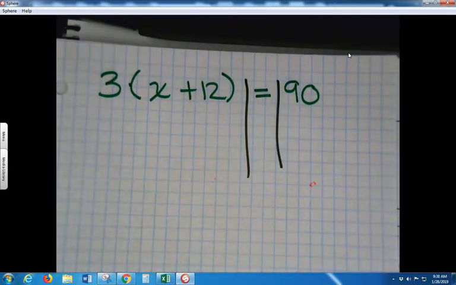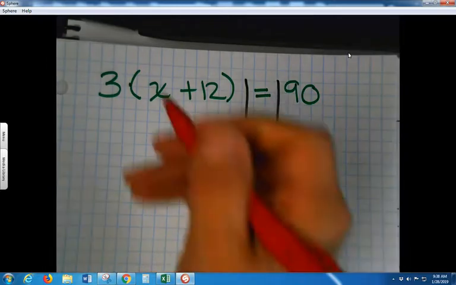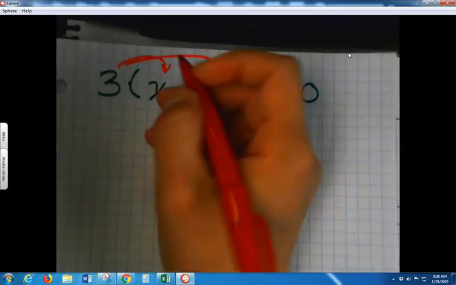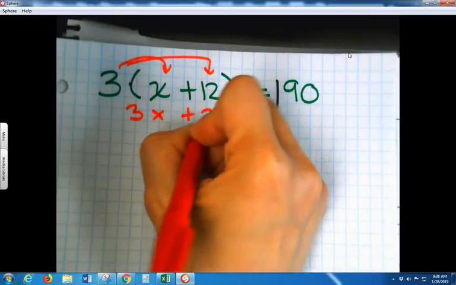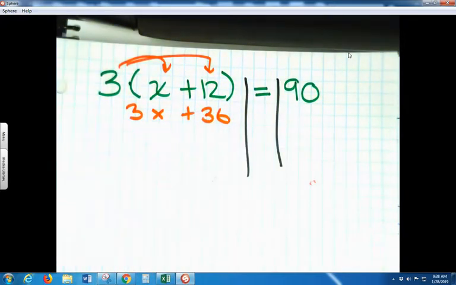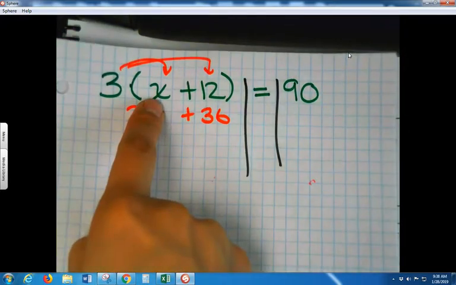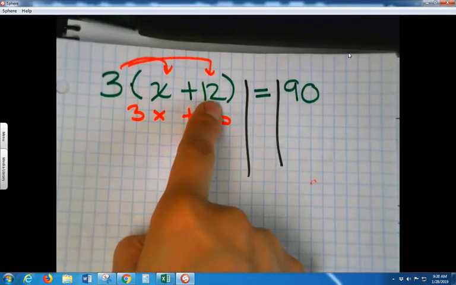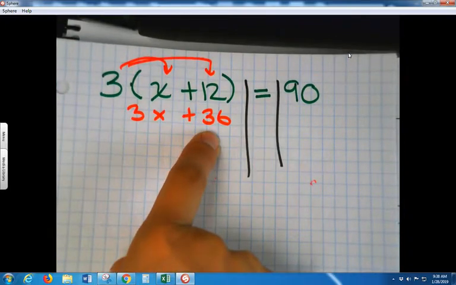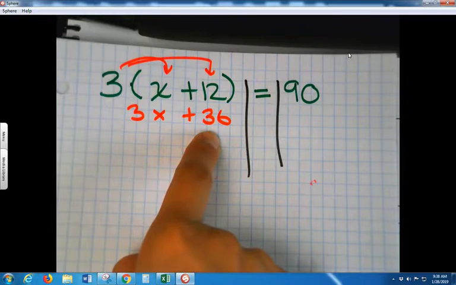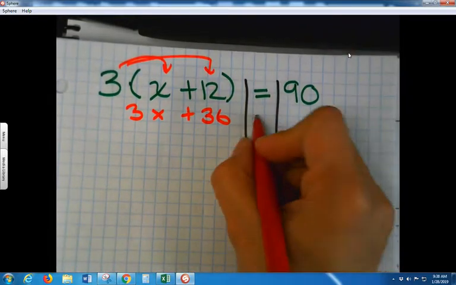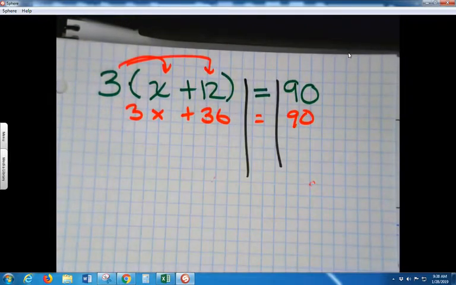This is how you're going to tell if you know how to do the distributive property, if you can do it before I do it. Okay, I'm going to do the distributive property. Distributive property means 3 times x gives you 3x. 3 times 12 gives you 36. That's called a distributive property. Now it looks like a problem I just gave you before. Simple.